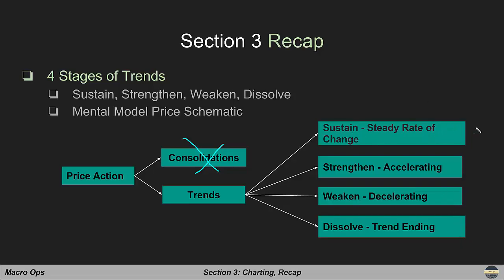Sustain is when it's just breaking out of a consolidation pattern. Strengthen is when it's continuing on at an ever-increasing pace. The weakening stage is the pullbacks and the test of faith. And the dissolve stage is when the trend's finally ending and going back into a consolidation. So this is very useful as a mental model to be able to quickly look at a chart and classify what's going on.